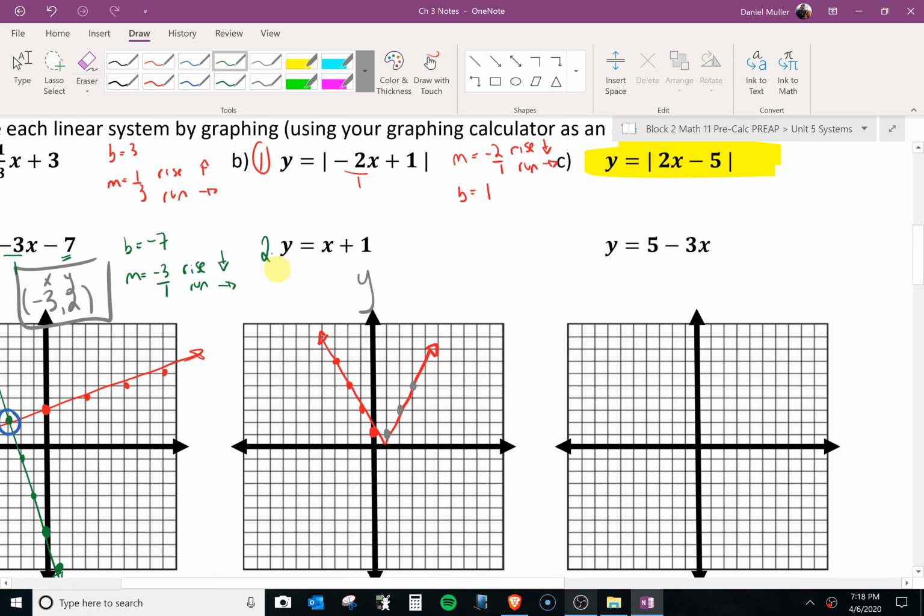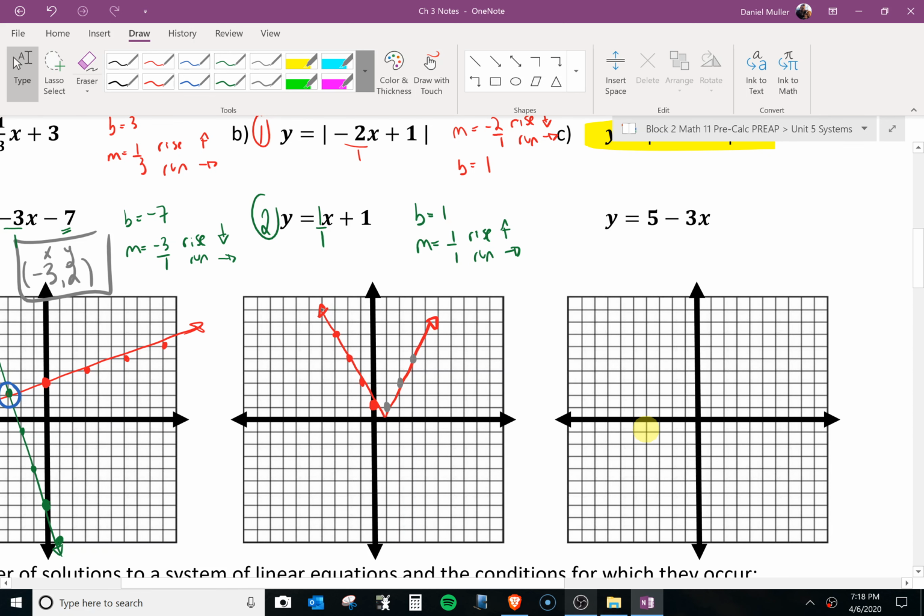Our second one here is y equals x plus 1. The number in front of the x, by the way, is a 1, and all numbers can be over 1. So first we start with our b value, plus 1, and then we have our slope, which is 1 over 1. That's our rise, and this is our run, and they're both positive, so you're going to go up and you're going to go right. So we're going to start here at 1. Oh, that's right there. That's an overlap.